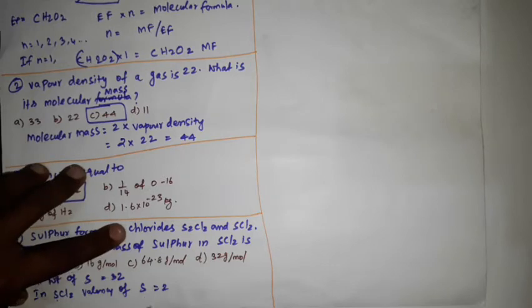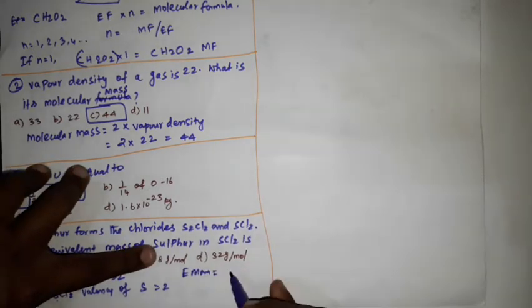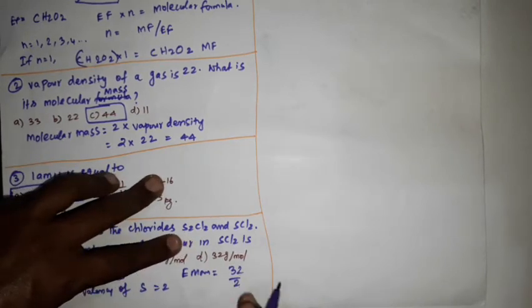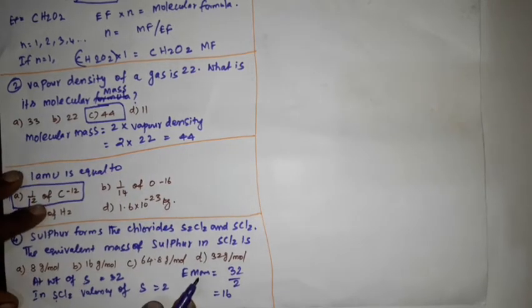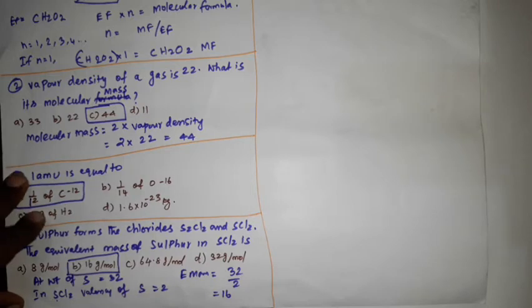So equivalent mass of sulfur is equal to 32 by 2, equal to 16. So that answer will be option B. Okay, so equivalent mass is the atomic weight divided by the valency, and you will get the answer 16.